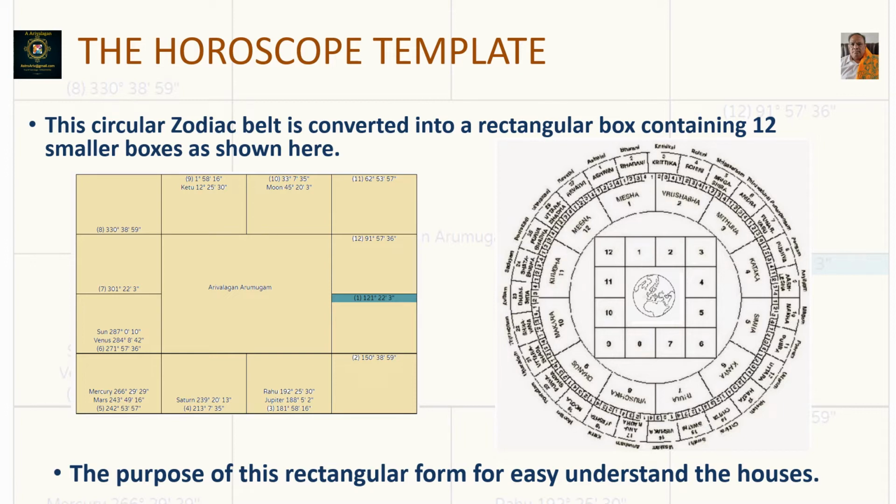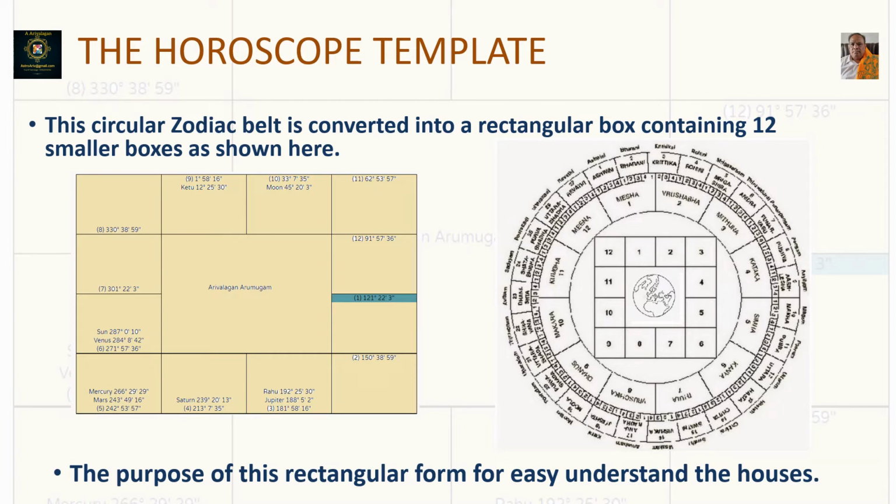So this is a typical chart showing how the planets are located in the Rasi houses. If you see in this case, the planet, say for example, Moon is at 45 degrees 20 minutes 3 seconds.